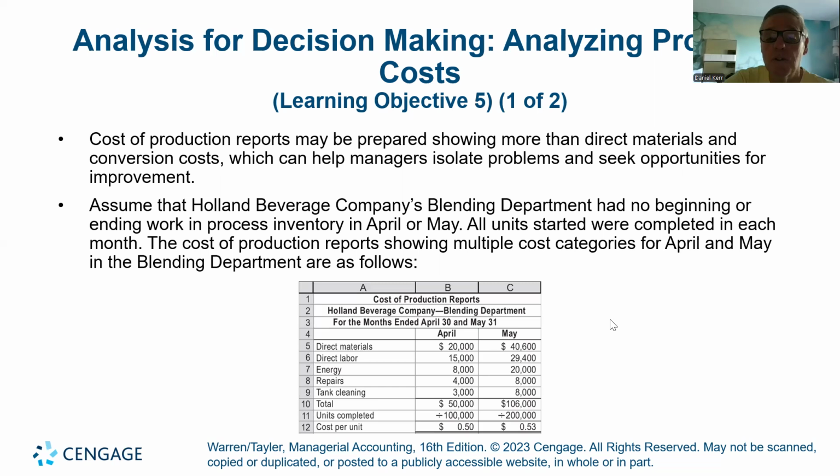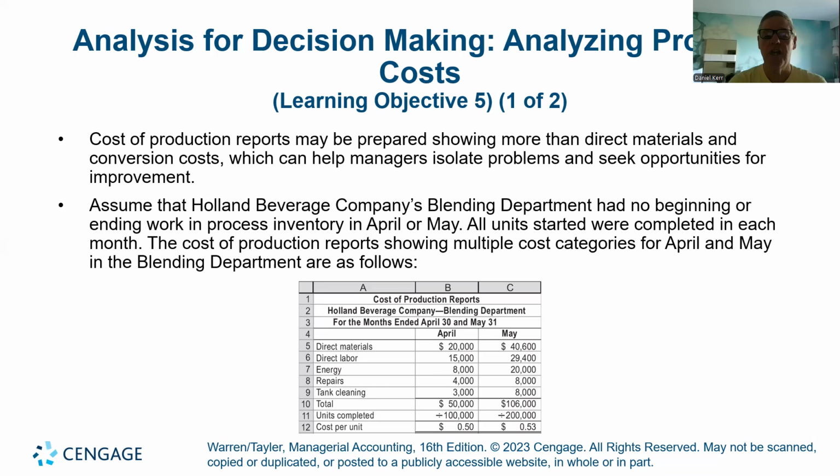So you would assume if we produce twice as many units, that the total costs are going to be the same. Take a look at what the cost per unit was. If we take the total production costs incurred in the blending department in April, we had 50,000, but we completed 100,000 units. So the cost per equivalent unit is 50 cents. Whereas in May, with cost 106,000, we produced twice as many units. So notice the cost per equivalent unit, even though we produced twice as much, the cost per unit actually went up. So why is that? Why did that cost go up?